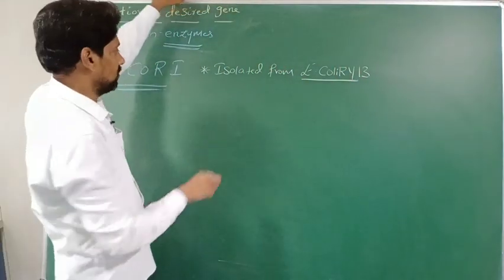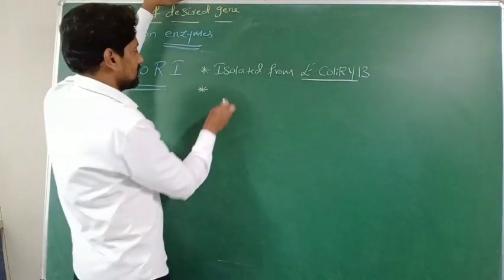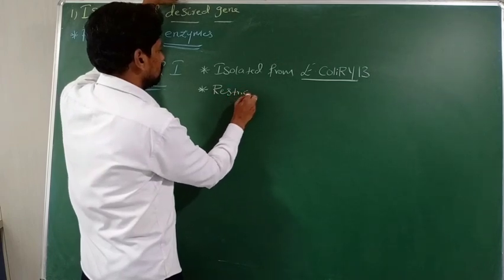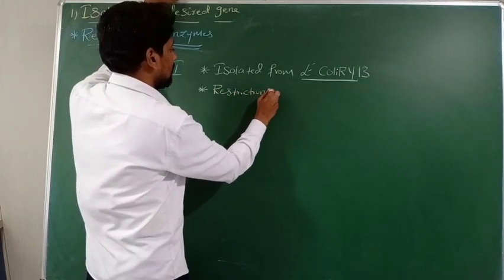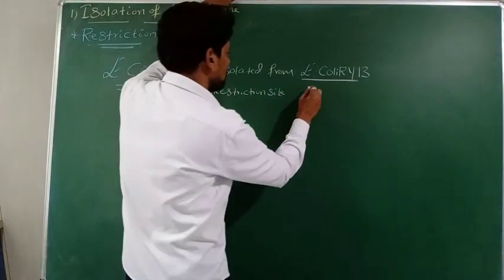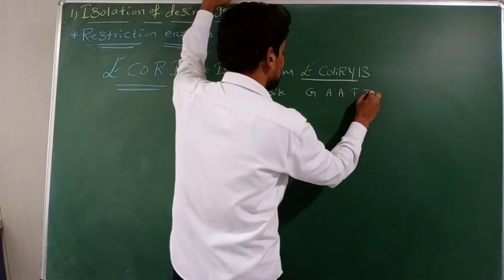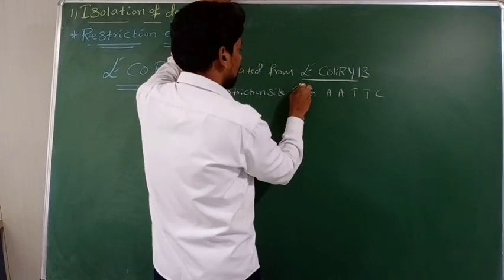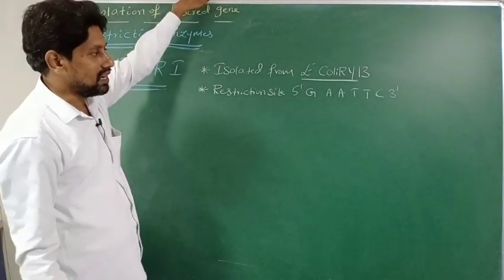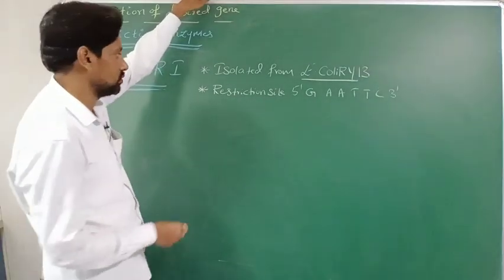Is it okay? Right. What is the recognition site or restriction site? I am speaking about Eco R1. Its restriction site is GAATTC, reading from 5' to 3'. Yes or no? What is its restriction site? GAATTC, reading from 5' to 3'.